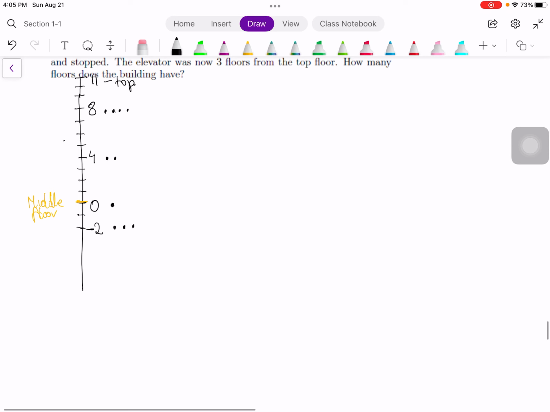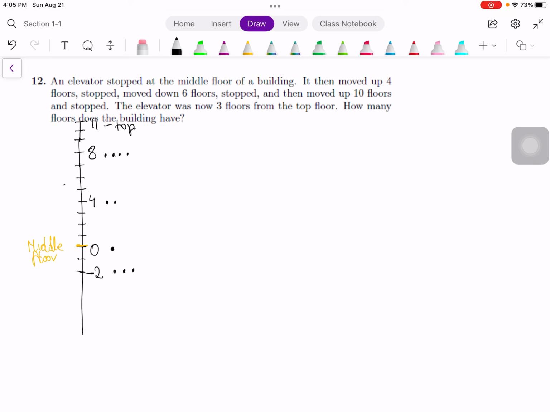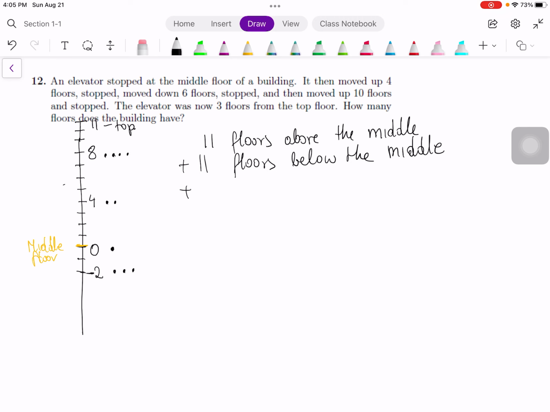Okay, so that means that I have 11 floors above the middle floor, so then also 11 floors below the middle floor, plus the middle floor. So how much do I have? Well, let's write it down. 11 floors above the middle, plus 11 floors below the middle floor, plus 1, the middle floor.